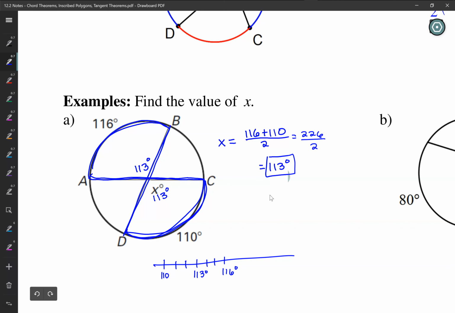What's exactly halfway between 110 and 116? Well, 113 is exactly in the middle. That's what it means to find an average, and that's what we've got here. 113 is right in the middle, and that's how this works.